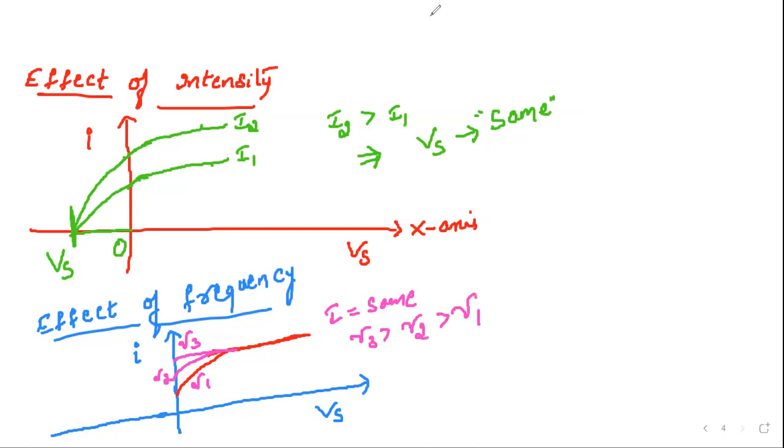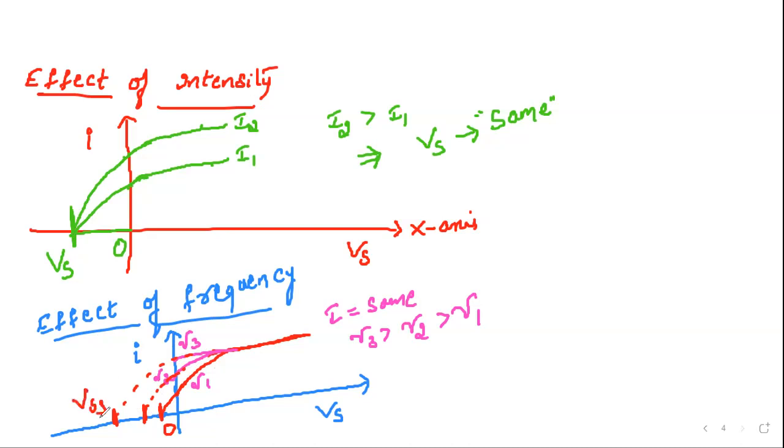Now what will happen if I start reducing the potential in the negative direction? This potential will come to 0 here. This frequency will come over here, and this frequency will come over here. So all the three frequencies will not meet at the same potential. No. For different currents, you are getting the same potential. But for different frequencies, you are not getting the same potential.